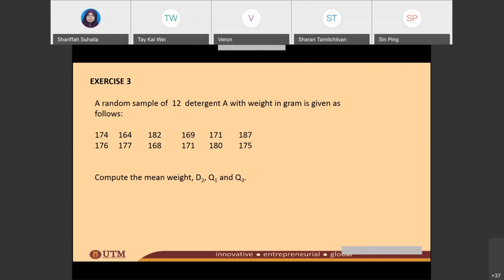Again, this one is your sample, already mentioned to you, a random sample. You can use your calculator, enter your data using your mode SD to compute your mean. Just practice how to enter your data set in your calculator. But for quartile and decile, you need to compute using the formula.